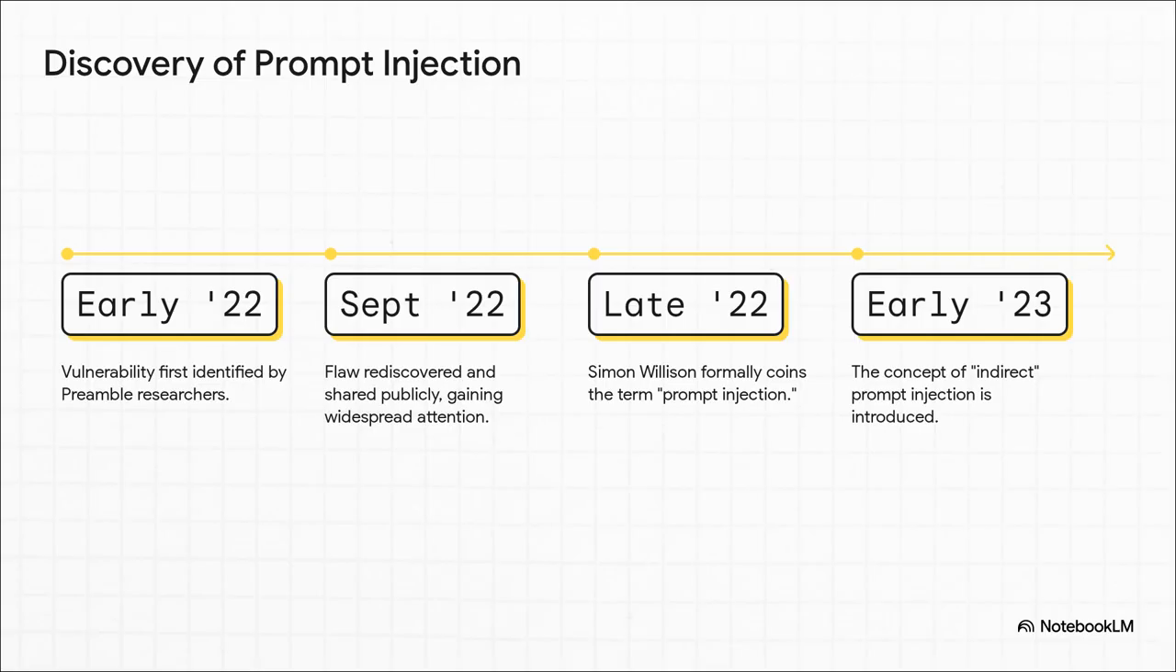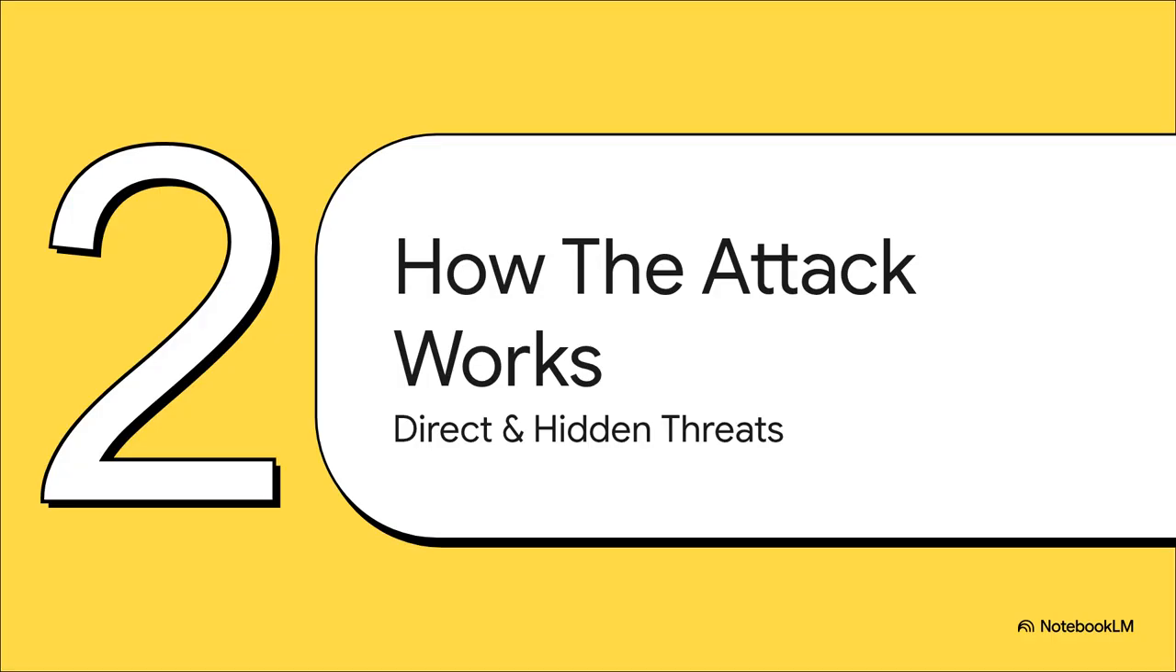You know what's wild is how new all of this is. We're talking very recent history. The vulnerability was first flagged in early 2022, but things just took off from there. By the end of that year, the term prompt injection was officially a thing. And then, just a few months after that, researchers found an even sneakier way to do it, which they called indirect prompt injection.